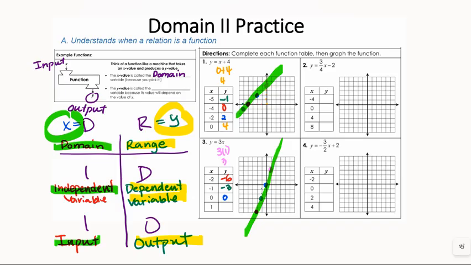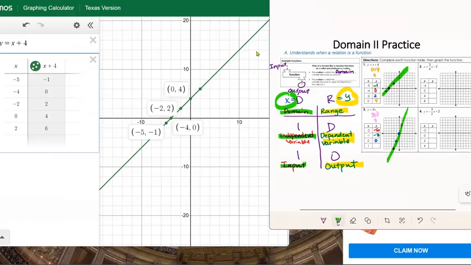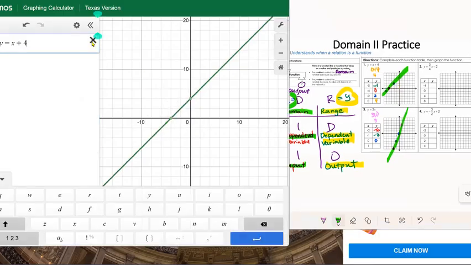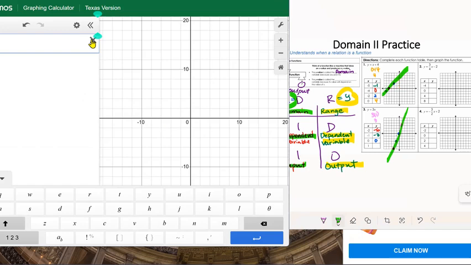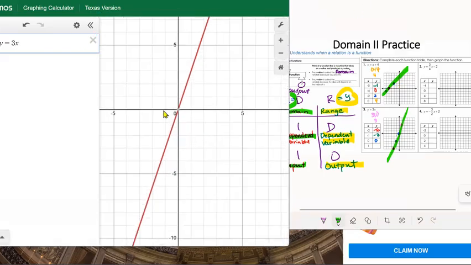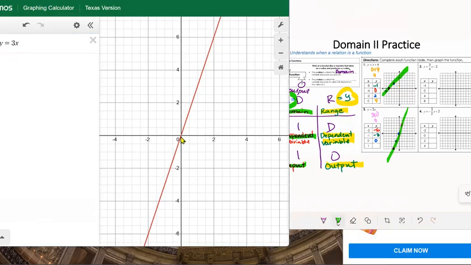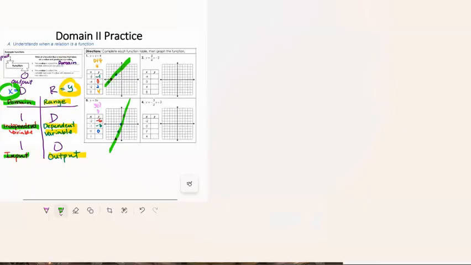Now let's do it in the graphing calculator. Okay, all right, here we go. I'm going to type it. y equals 3x. Simple as that. Okay, you can maximize or minimize this. Now, sir, how can I get to that table? Oh, my bad, I forgot to write the number here.